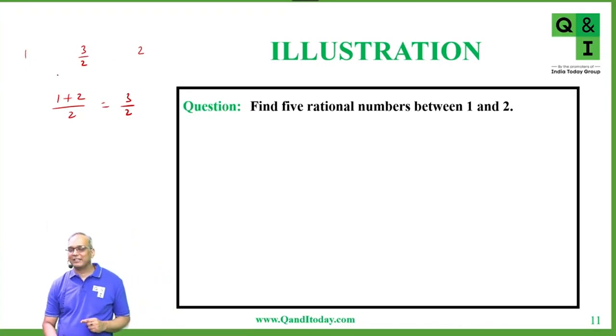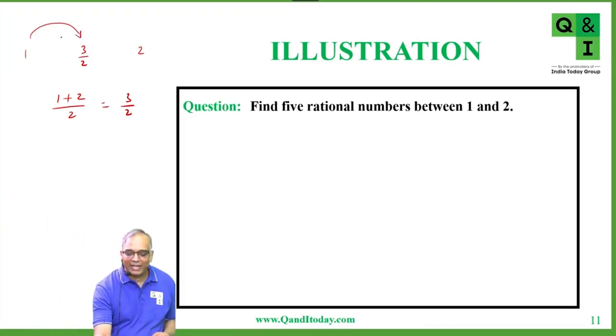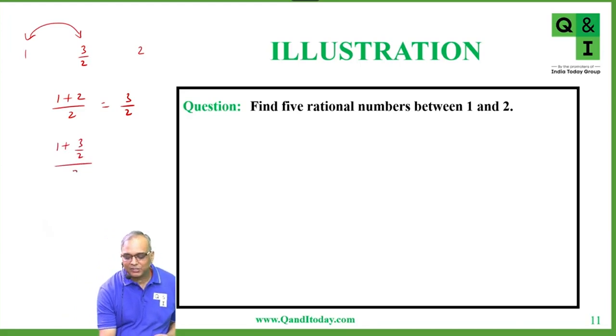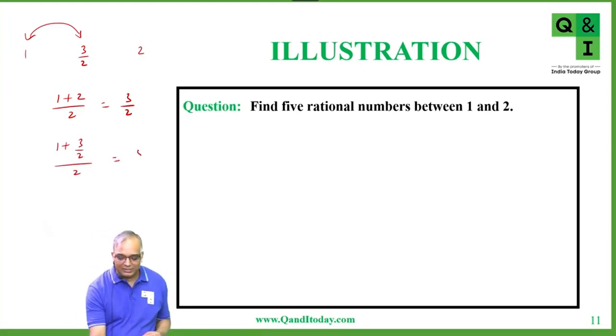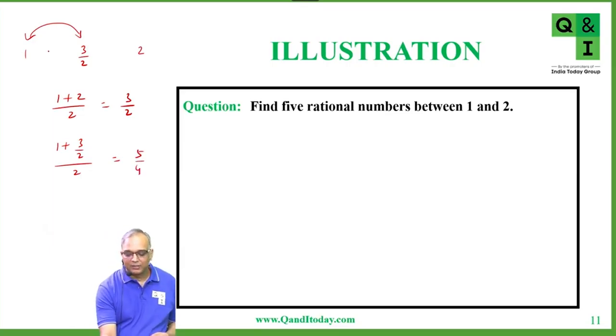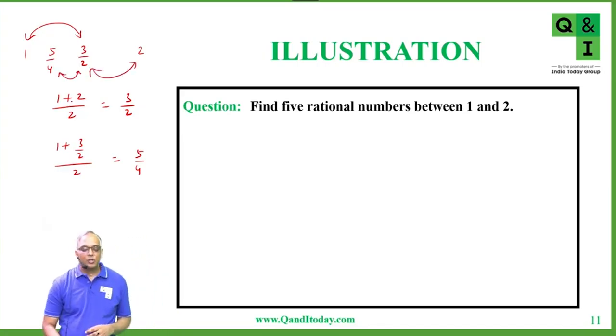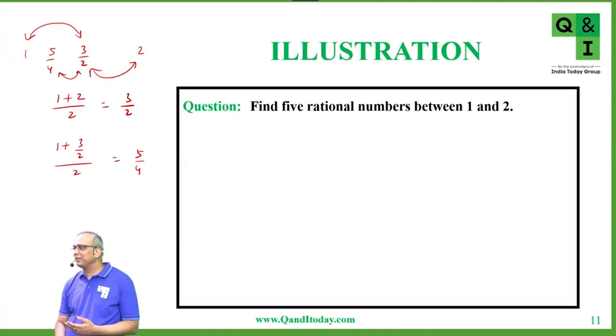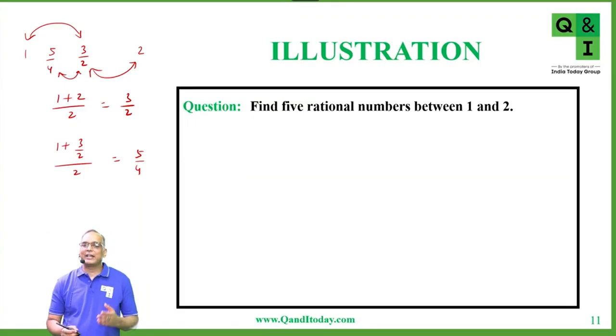You have to find 5 rational numbers. Now what you can do is find an average between 1 and 3 by 2, right? So this will be 1 plus 3 by 2 divided by 2, which is 5 upon 4. Similarly, you can find a number between these two, and so on. So this can keep on continuing, but this is a tedious method. One way is to write it in decimal form also. Himanshu, you are correct that between 1 and 2, I can write 1.1, 1.2, 1.3, 1.4, and so on.